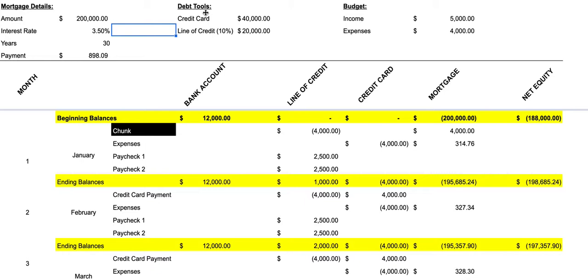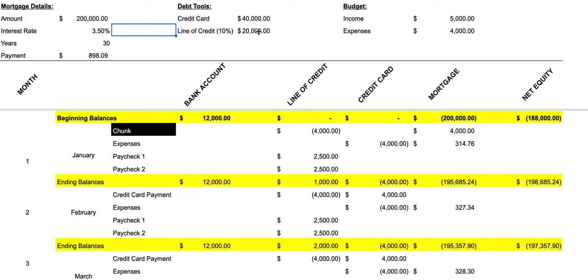Over here are your debt tools, which are what you're going to use to help you pay off that mortgage faster. So let's say we have a credit card or credit cards. It can be a number of credit cards, but spread across, they all add up to $40,000 in this scenario. And let's say you have a personal line of credit. The interest rate is 10%, and let's say you have it at $20,000.